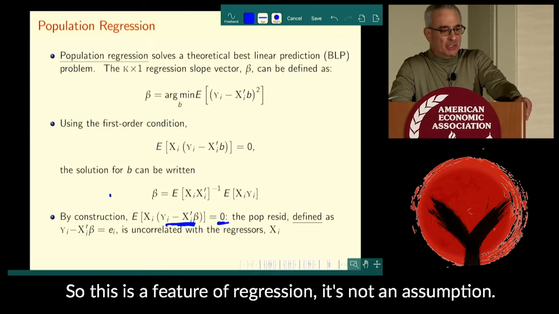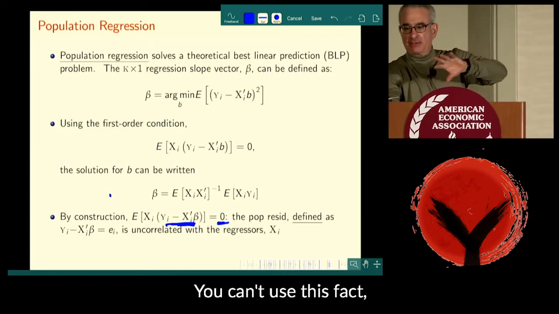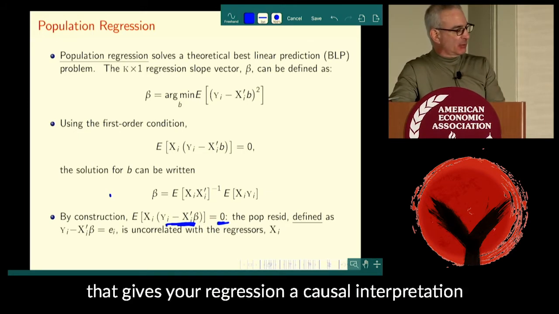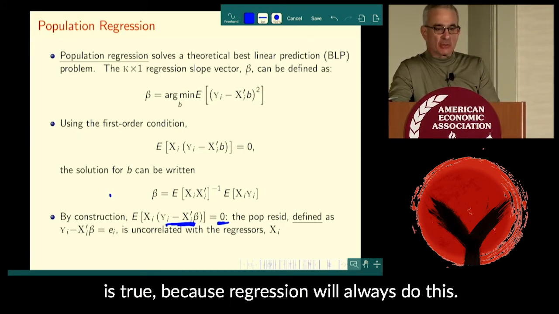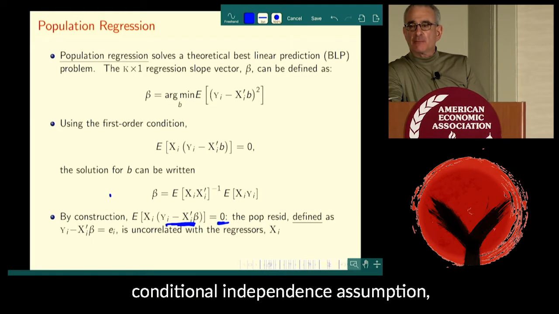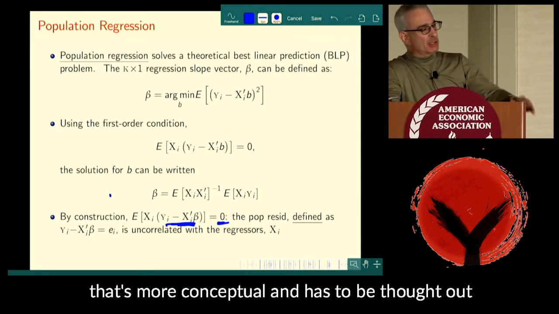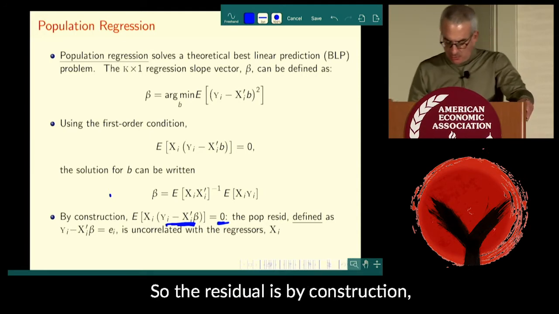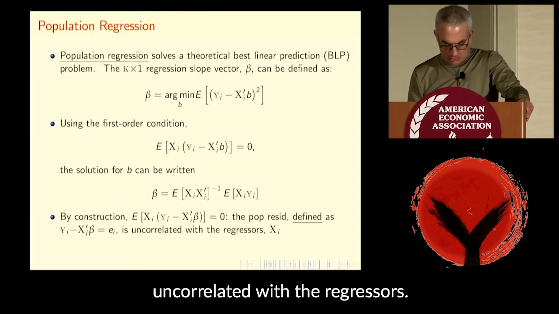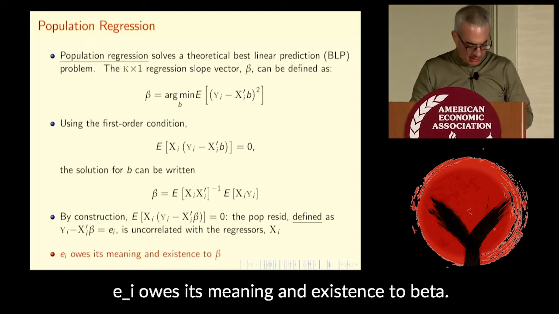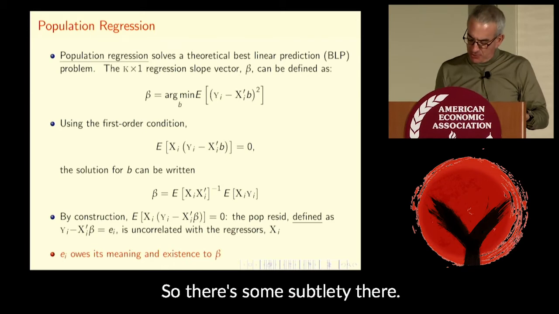It's not an assumption. You can't use this fact to decide whether the conditional independence assumption that gives your regression a causal interpretation is true. Because regression will always do this. Whereas the question of whether you've got a good conditional independence assumption, that's more conceptual and has to be thought out in the context of institutions, okay? So the residual is by construction uncorrelated with the regressors. e_i owes its meaning and existence to beta, okay? So there's some subtlety there.